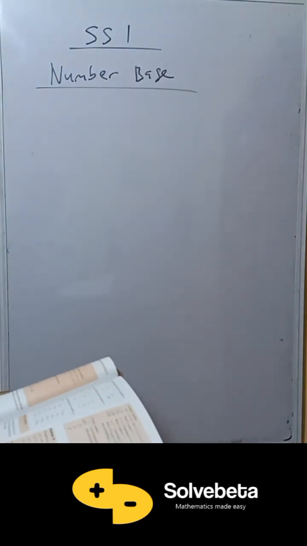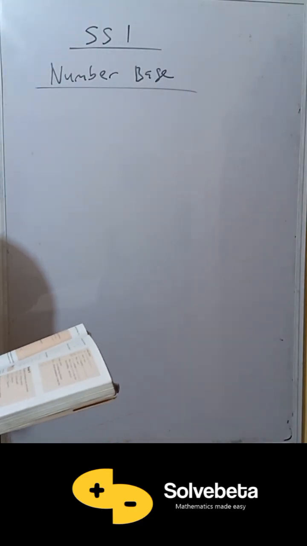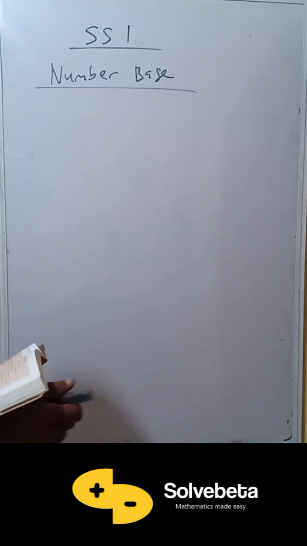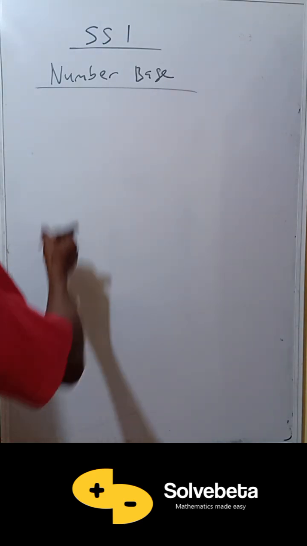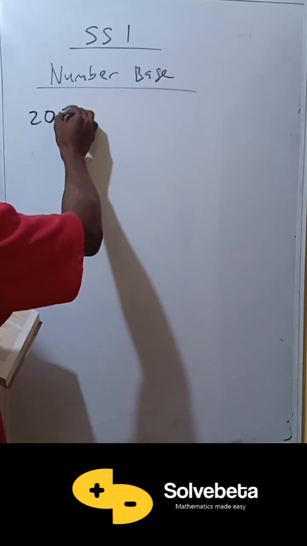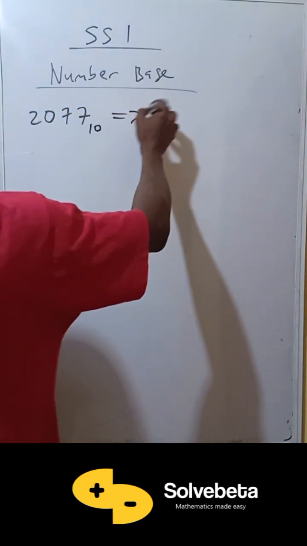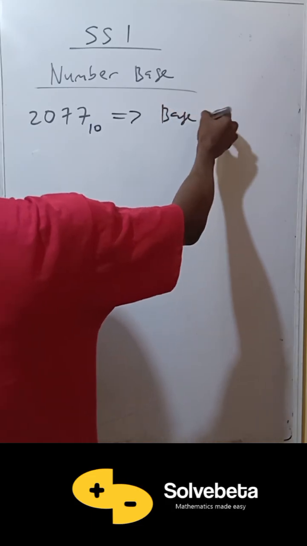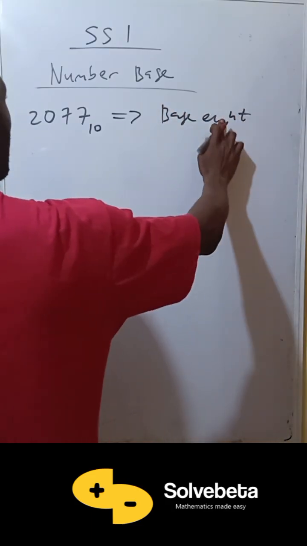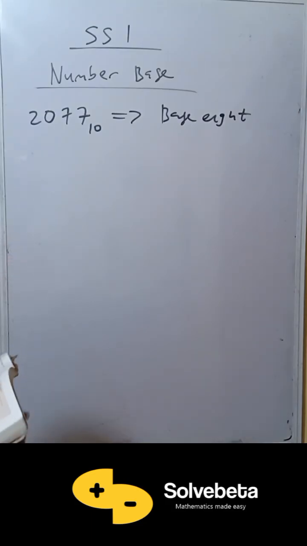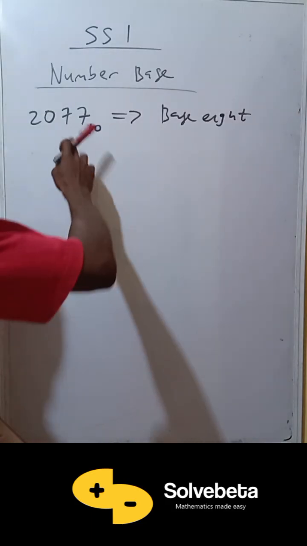In SS1, it's very, very important that you note this. For example, if you are given 2077 in base 10, and you are asked to convert to base 8. I'm going to be making parallels between what you did in JS2, JS3, and this. We are converting from base 10 to base 8.